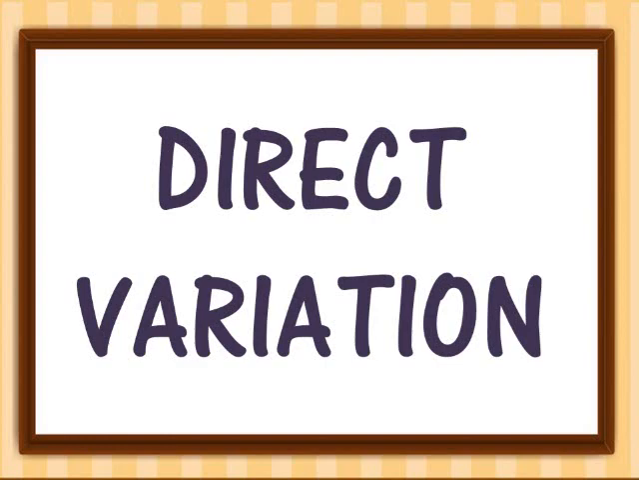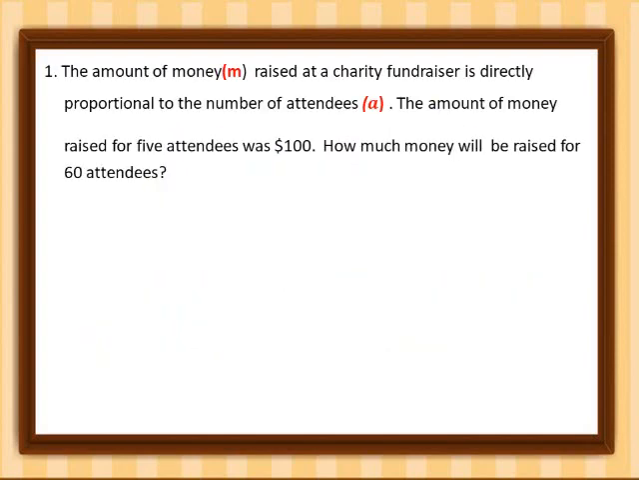So good morning. This time let's have some more problems regarding direct variation. Okay, let's have the first problem. The amount of money raised at a charity fundraiser is directly proportional to the number of attendees. The amount of money raised for 5 attendees was $100. How much money will be raised for 60 attendees?